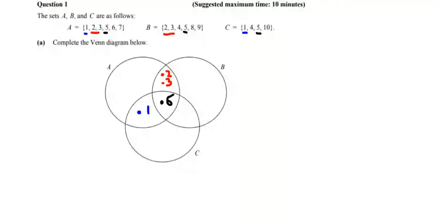And then what do B and C have in common? I believe they have the number 4 in common. And then what's left over in C is 10. What's left over in A is 6 and 7. That's a 5, by the way. And then what's left over in B is 8 and 9.